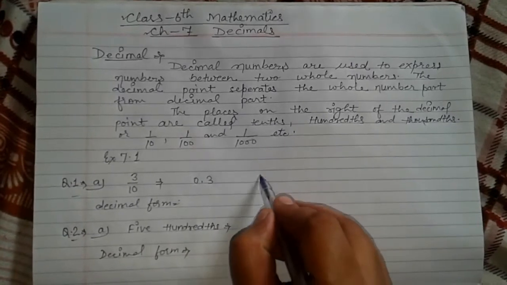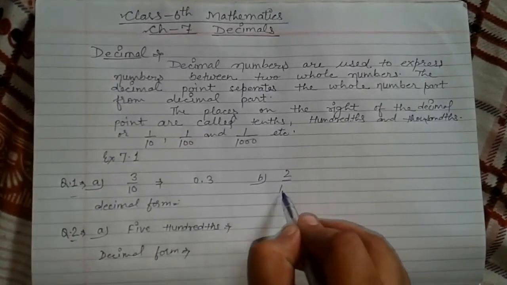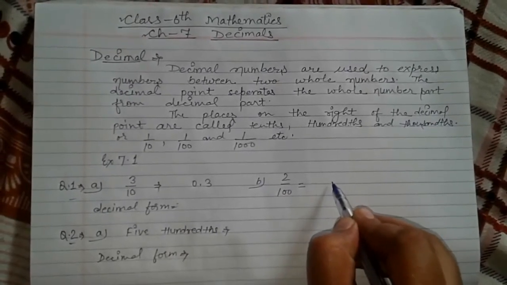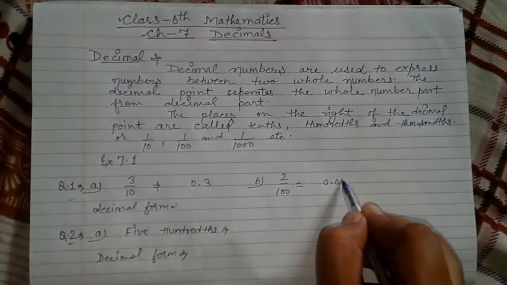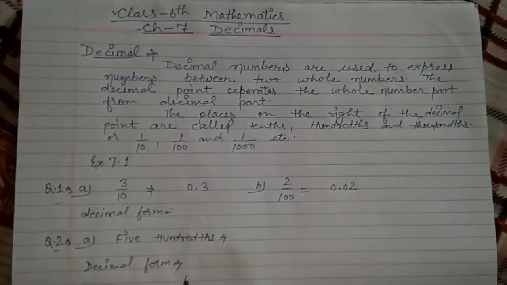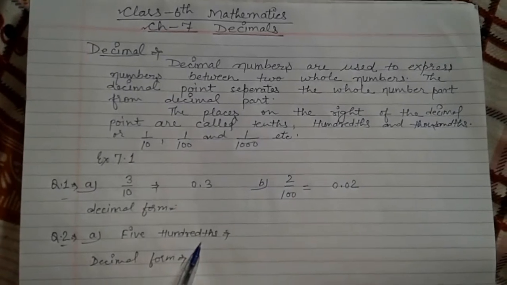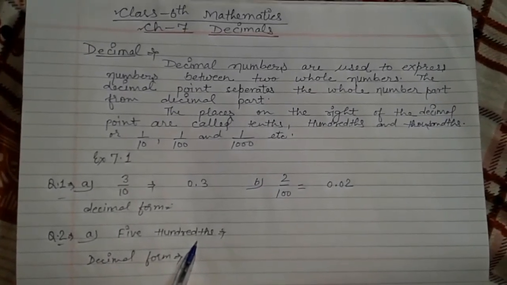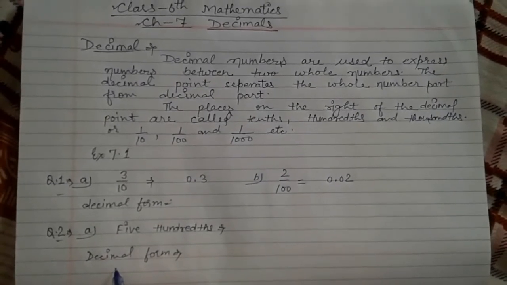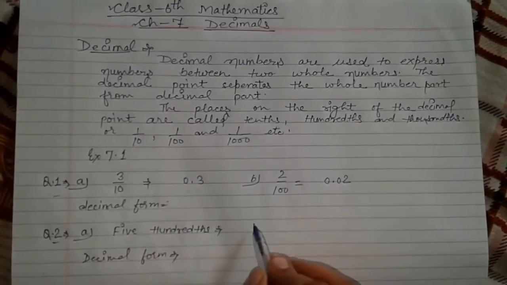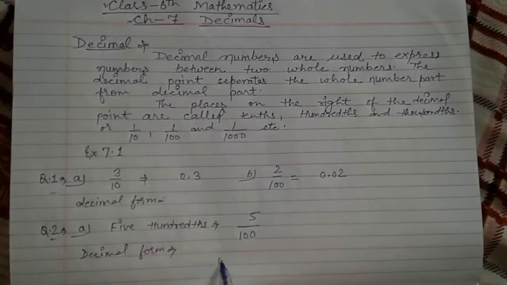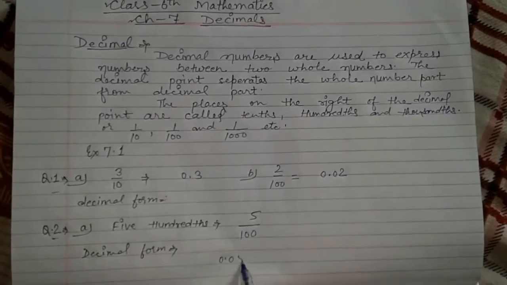Another example is 2 upon 100, which is 0.02. Next, 5 hundredths. What is the meaning of 5 hundredths? Again it is to be converted into decimal form. 5 hundredths means 5 upon 100, and it is 0.05.